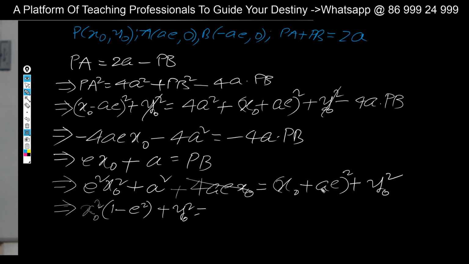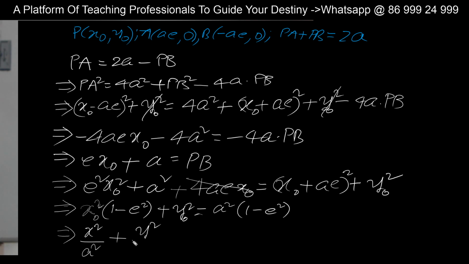is equal to, here you have A square E square, here you have A square, bring this A square E square to other side, then you will get A square into 1 minus E square. Then if you rearrange it, that is, you bring this to denominator, and thereby you will get it as X square by A square, 1 minus E square gets cancelled, plus Y square divided by A square into 1 minus E square is equal to 1. This is the locus.